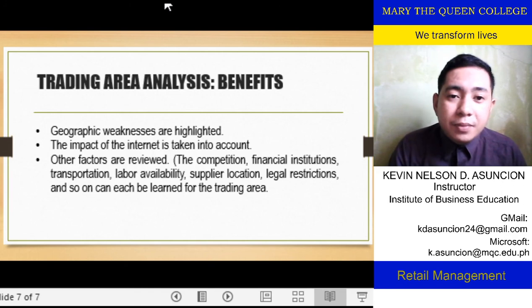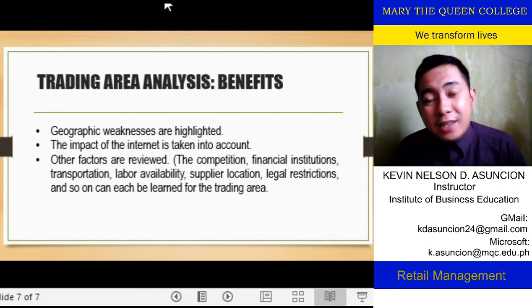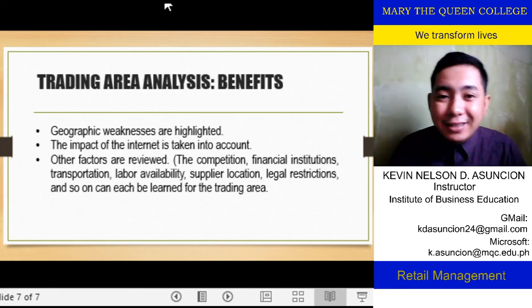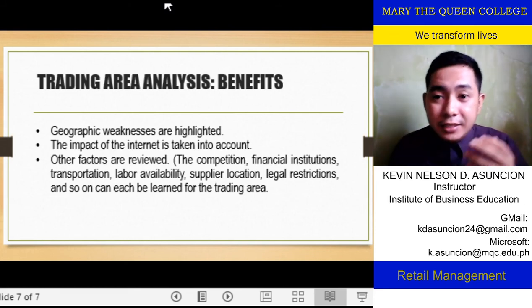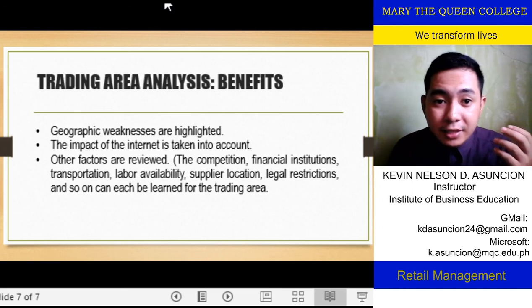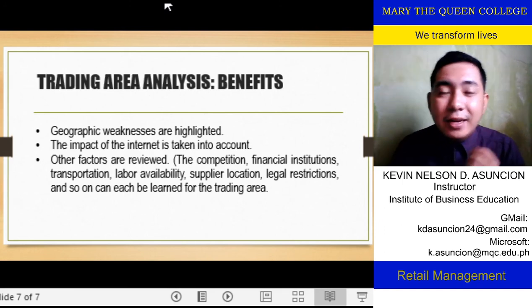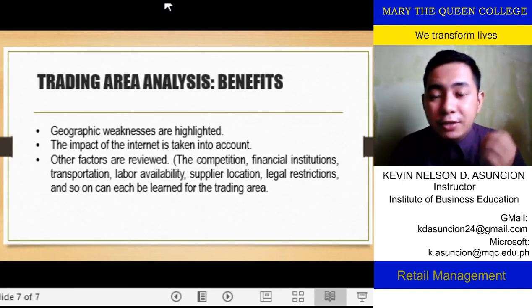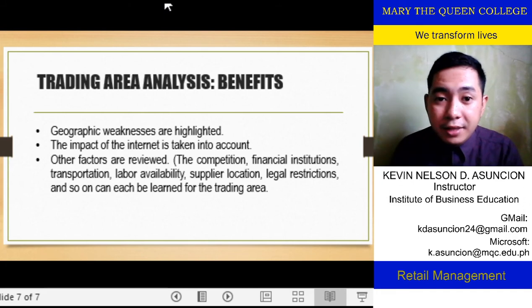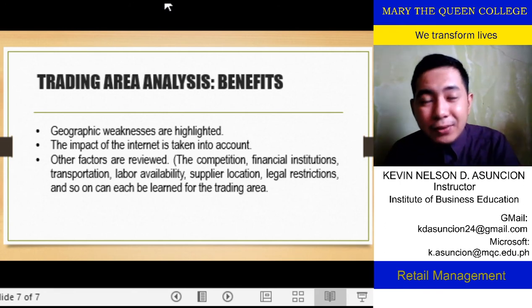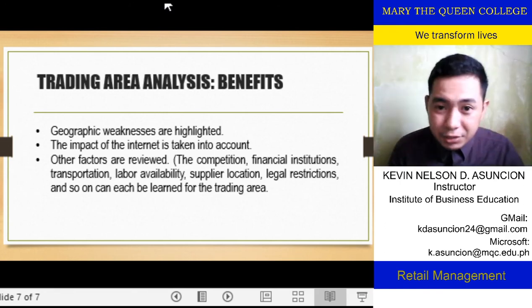the geographic weaknesses are highlighted. Ibig sabihin, nakikita mo rin yung kahinaan ng geography because you can see the statistics, the demographics of people. The impact of the internet is taken into account. Huwag nating maliitin yung internet because you can get so many crowdsourced. You can get so many information from the internet. Okay? Other factors are review, the competition. Yung makalaban dyan, you can analyze the competition there.